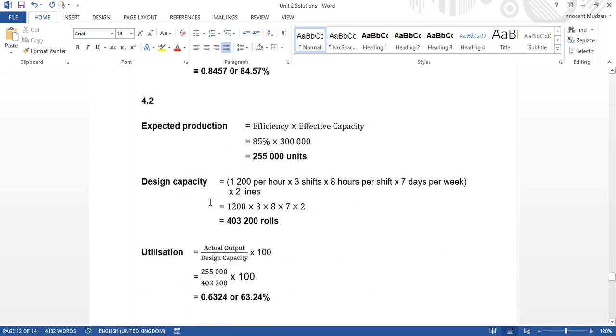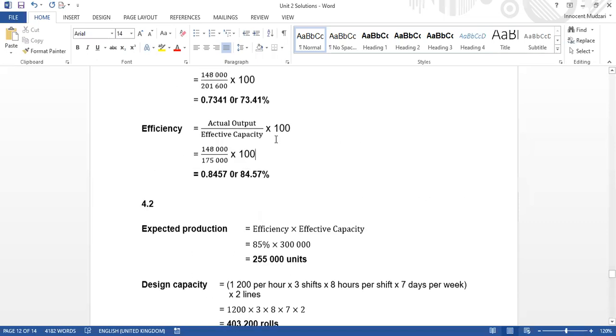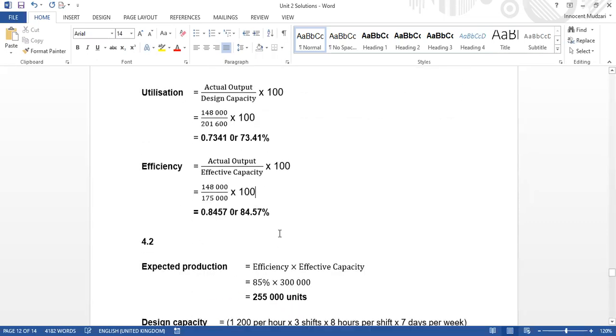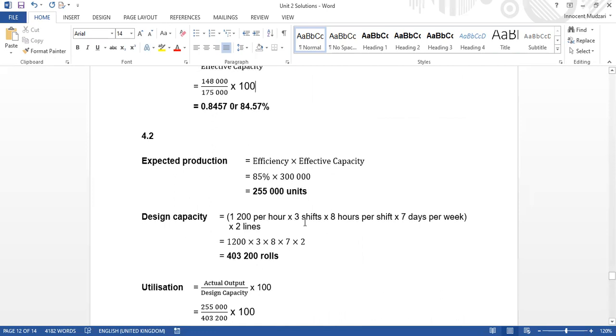Okay, and then design capacity. Just do the same as above. We have 1,200 per hour times 3 shifts times 8 hours per shift times 7 days a week, multiplied by 2 lines. There are now 2 lines. In the first one, it was only 1 line, but now there are 2 process lines, so it's multiplied by 2. So it's 1,200 times 3 times 8 times 7 multiplied by 2, and we get 403,200 rolls.